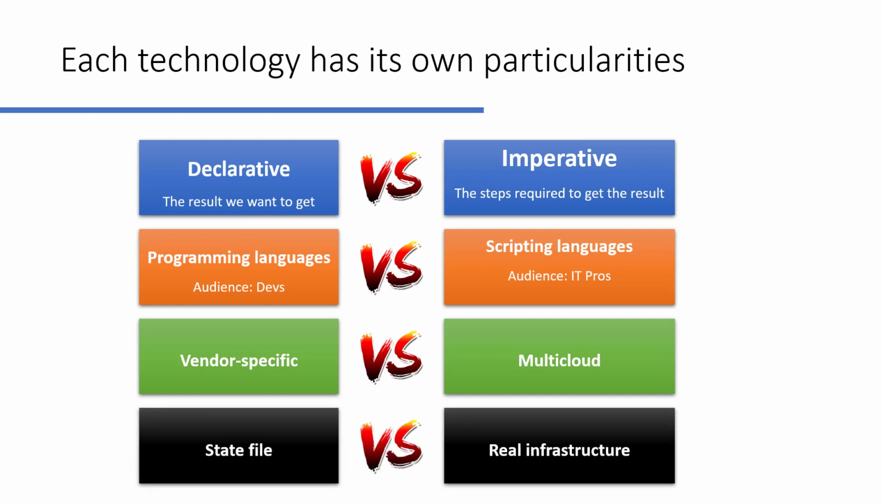And finally, some of these technologies use a state file in order to determine what needs to be done to reach that desired state, while others refer to the real infrastructure, the deployed infrastructure or the existing infrastructure on the cloud provider, in order to determine what needs to be done to get to that desired state. What needs to be done means either creating some resources, updating resources, or deleting existing ones that are not needed anymore.